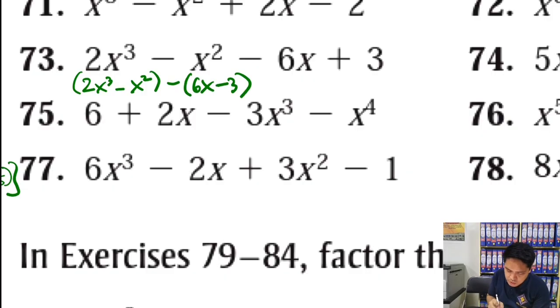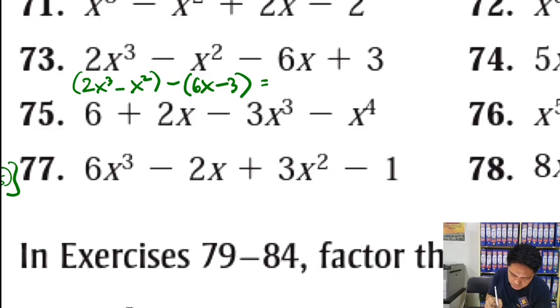Kung nilabas ko kasi yung negative, pag nilabas ko yung negative, magiging negative siya dito instead of positive, kasi if you reverse the process dun sa distributive property, this times this is negative 6x. Then, negative 1 or this times this is positive 3 na. So, you should be careful when factoring out negative numbers. Okay?